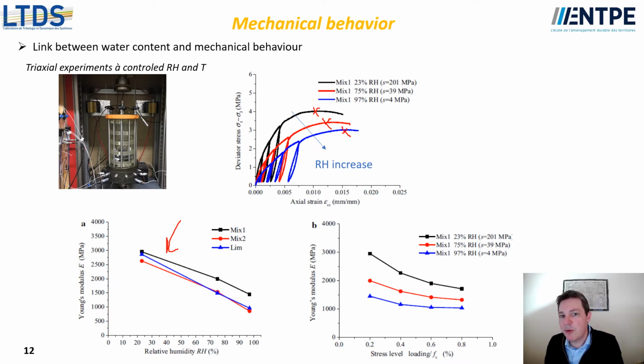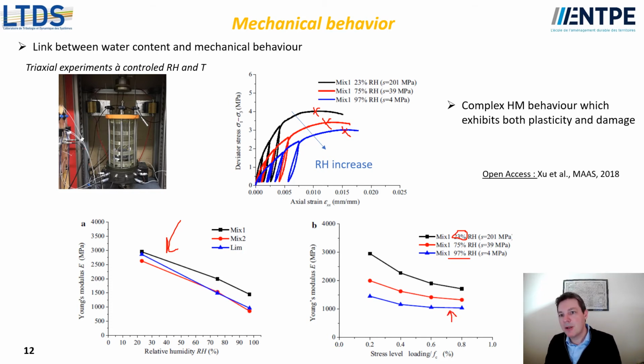Another point is that we made some cycles of loading and unloading at several stress levels. And what we can see is that with increasing loading, the Young modulus measured with these loading and unloading cycles decreases, which is some kind of damage. But this damage is all the more important when the material is dry, so when it is equilibrated at a low relative humidity. When it is equilibrated at a high relative humidity, which is the blue curve here, there is almost no damage.